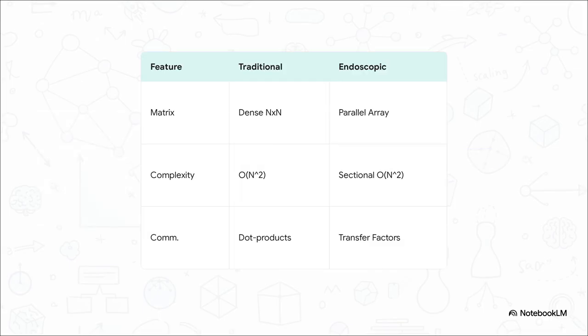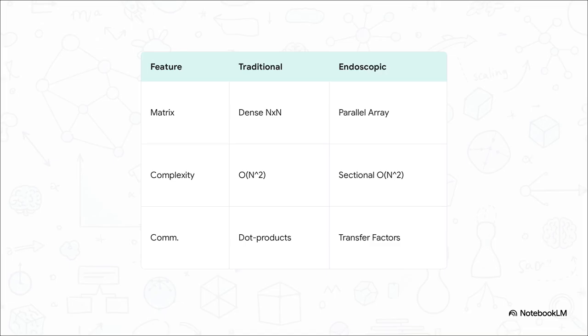When we break down the attention strategy here in Matrix 2, we can see how endoscopic subattention uses transfer factors for phase sync. Just like a medical endoscope targets a highly specific area rather than opening up the whole body, this system completely bypasses strict pairwise matrix dot products.